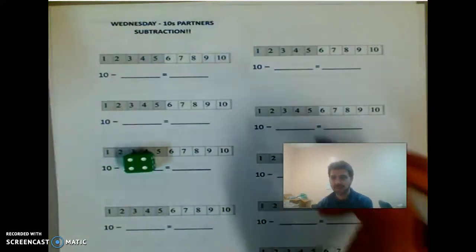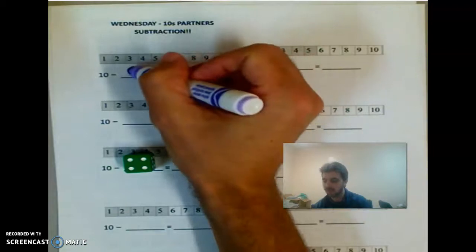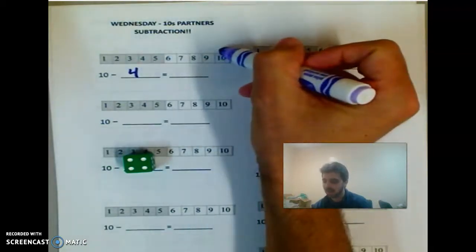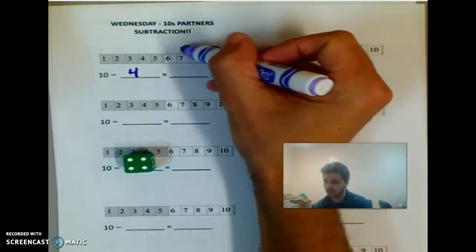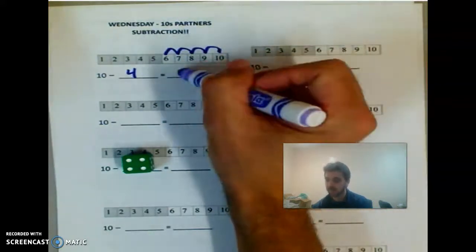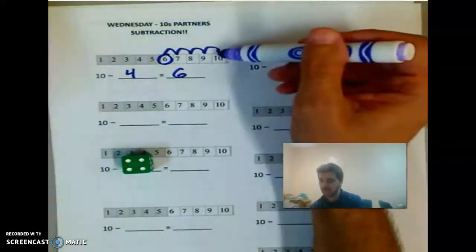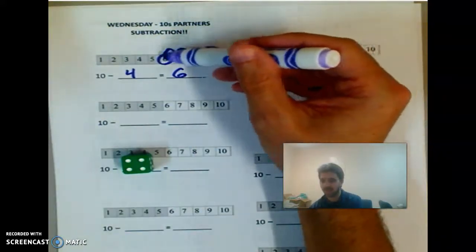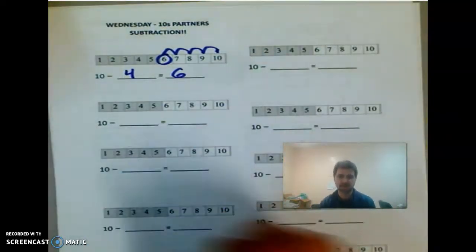So if I'm at 10, 10 subtract 4, I'm going to hop back 4. So I'm going to go 1, 2, 3, 4, and I land on 6. See how I did that? I was at 10 and I hopped back 4 and I landed on 6. All right, so I'll do one more. Don't copy me, you can do your own.